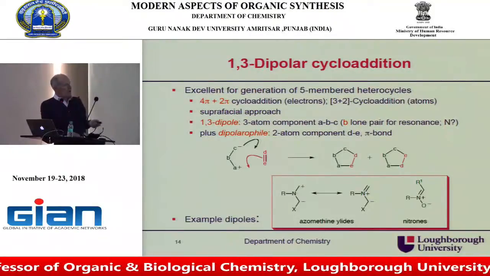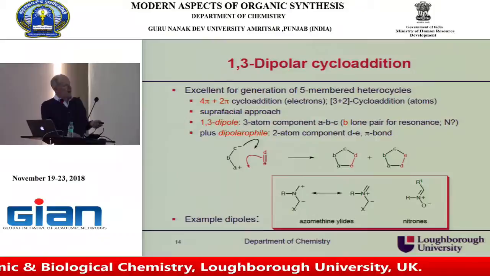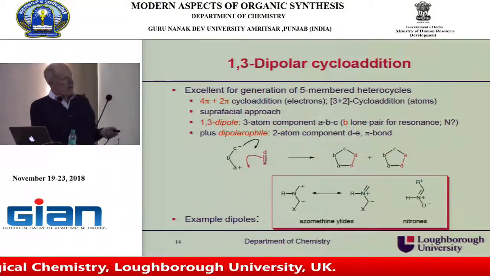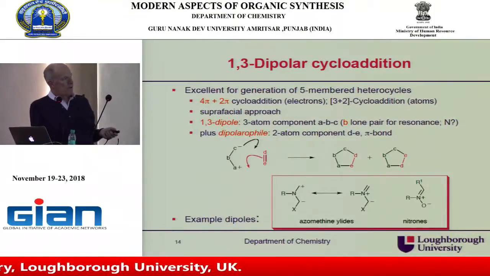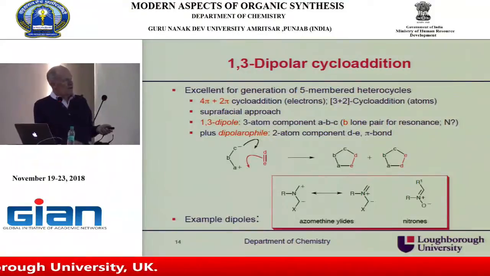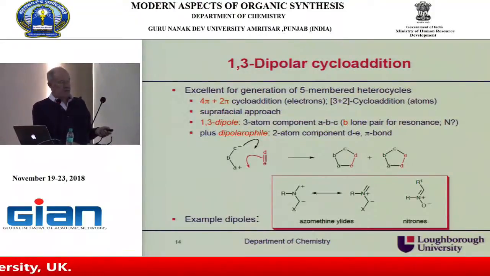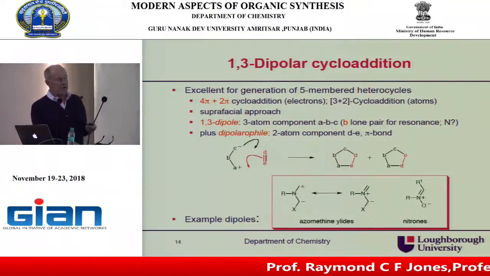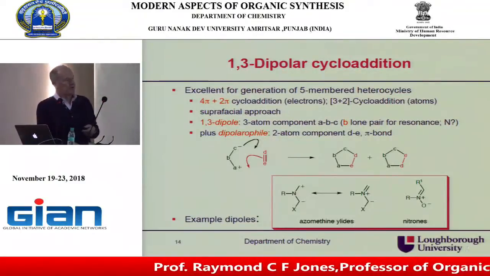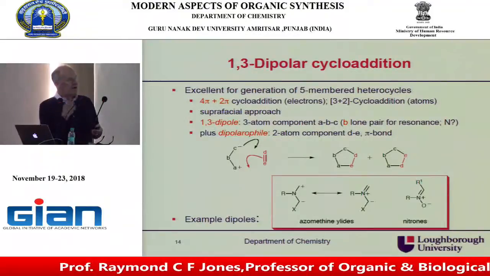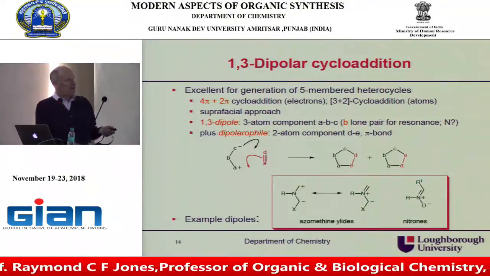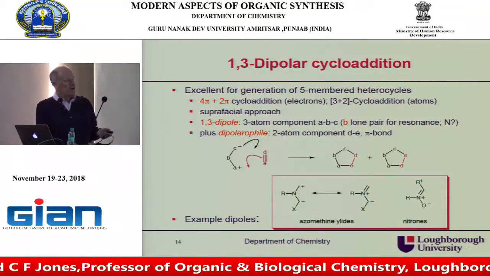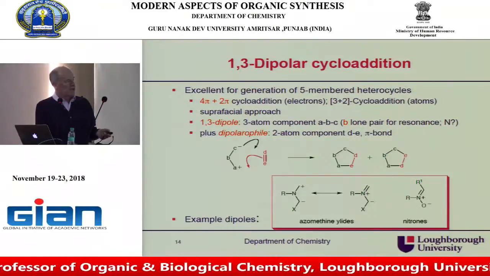The 2-atom component, we called it a dienophile where it's reacting with a diene in the Diels-Alder reaction. Here it's known as a dipolarophile because it's reacting with a dipole. It's a 2-atom component. If I call it D and E, it just needs a pi bond. It could be a triple bond. I didn't mention that with the Diels-Alder, but the dienophile, just as this dipolarophile, could be a triple bond, but we need 1 pi bond to be able to react.